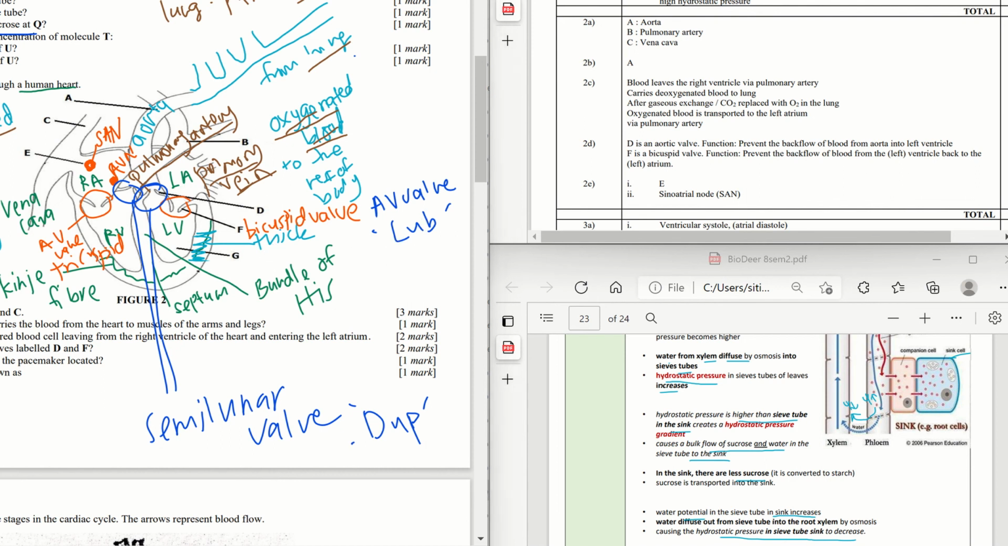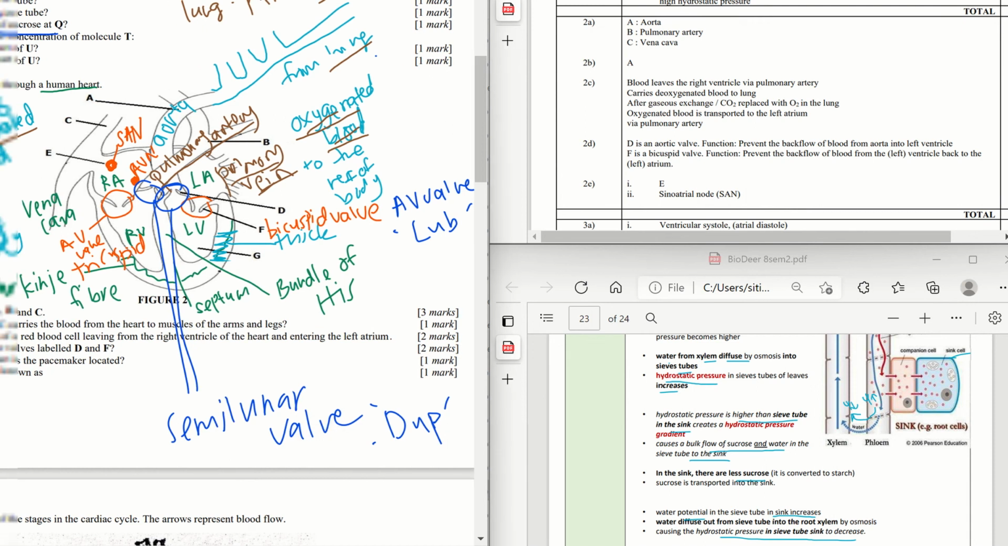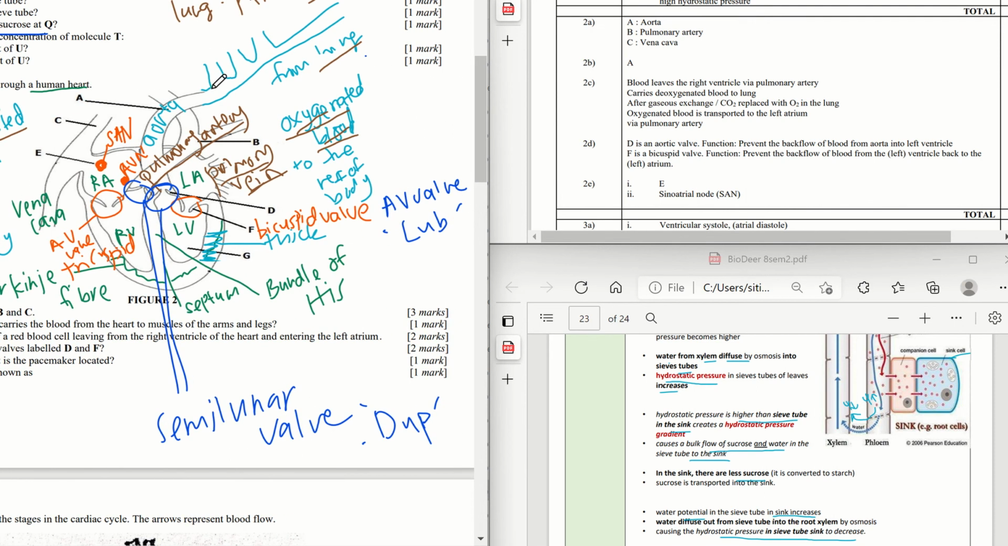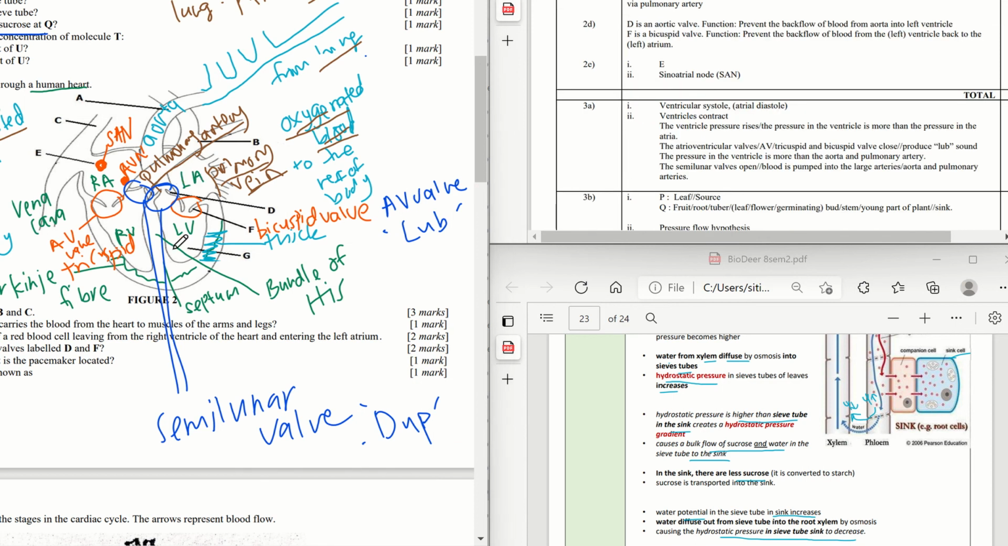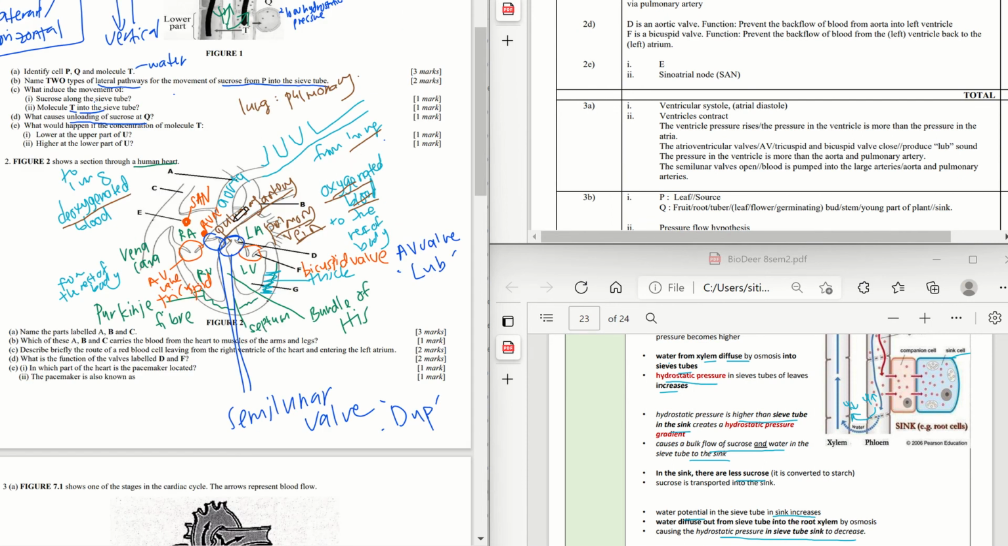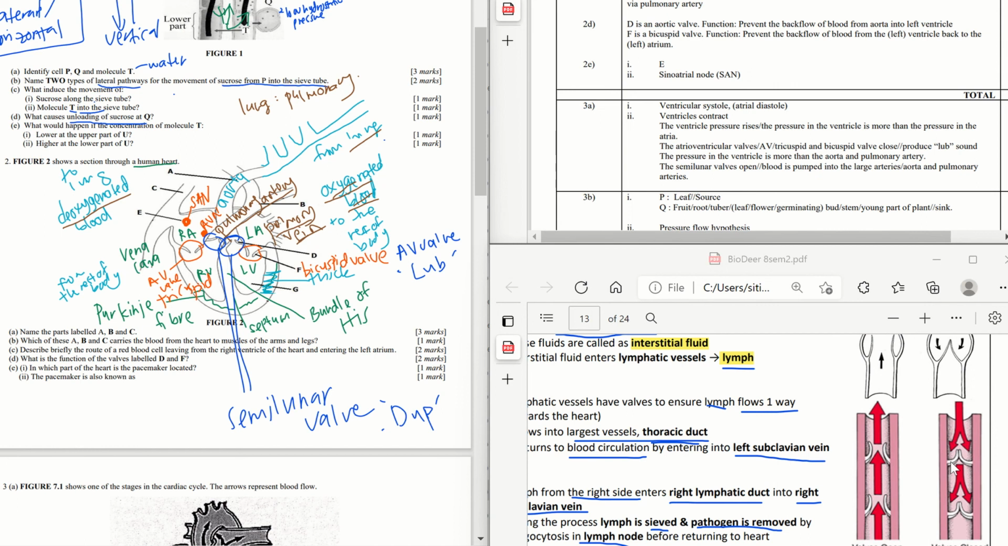Saya dah explain dalam tutorial. Kenapa tutup? Because of the high pressure. Nanti kita akan tengok perbezaan pressure. So semilunar valve dia tutup bila pressure dekat pulmonary artery dan aorta is higher than ventricle. So pintu ni akan tutup. Lebih kurang macam ni juga gambar dia.